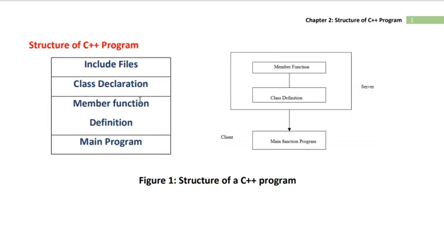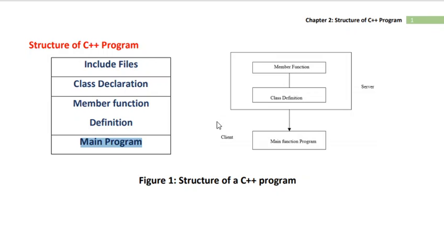Okay, so in a typical C++ program, we have the input files, then the class declaration, then the member function definition, and then the main program. So these are the four sections of a typical C++ program.